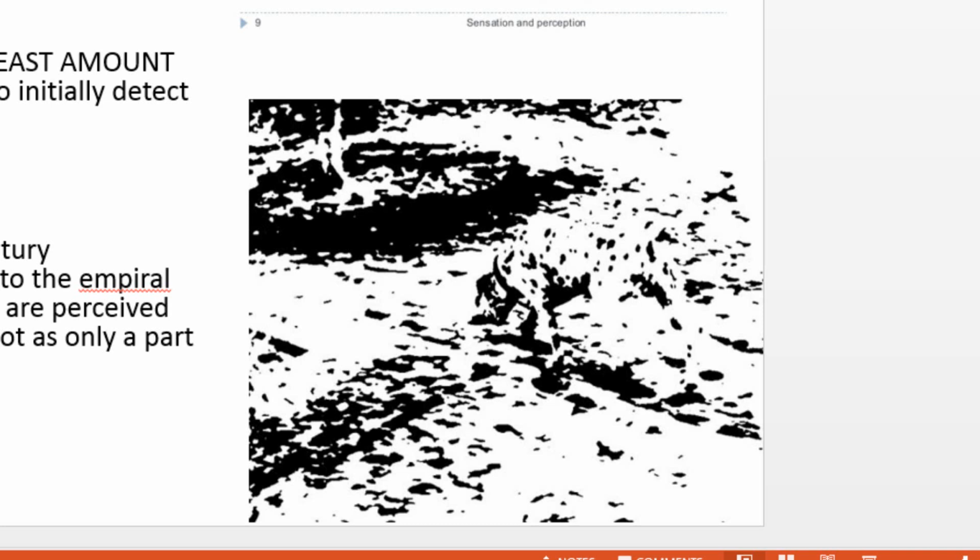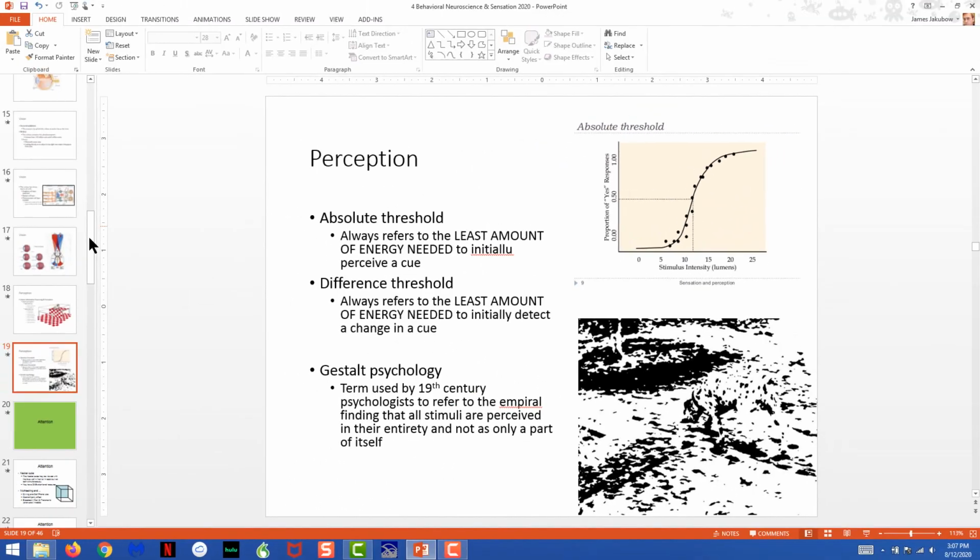But that largely covers this particular section. We'll be moving on to the next section on attention in the very next lecture.